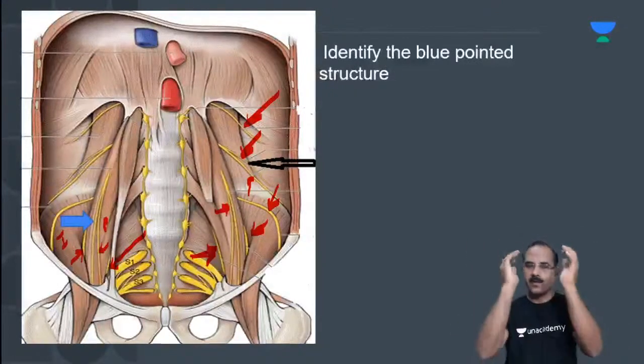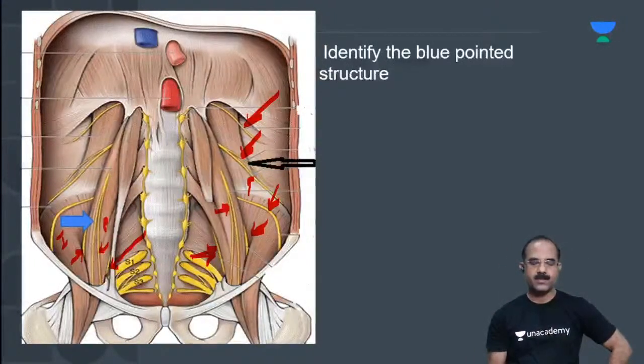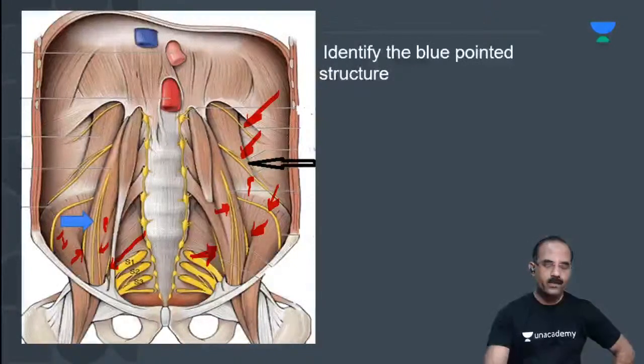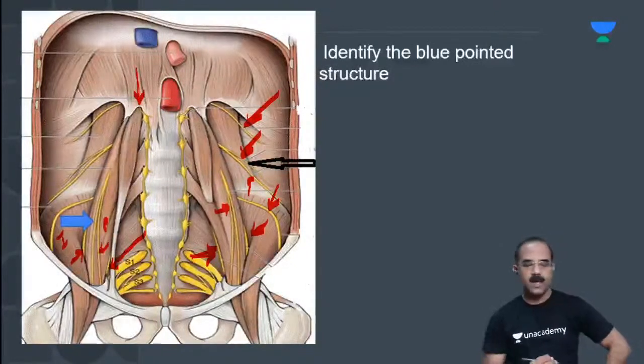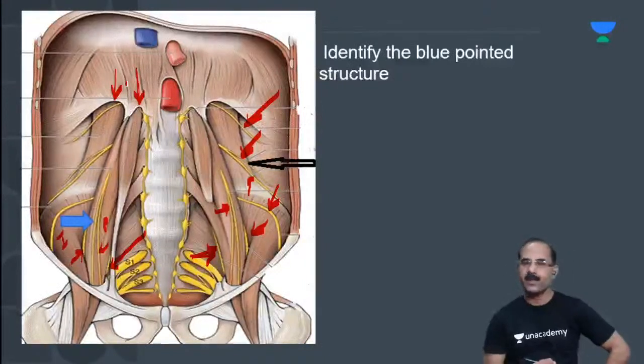This lumbar plexus is formed in the substance of which muscle? Psoas major. Okay, quickly tell me, what is this? This is the medial arcuate ligament, and what's that? That's the lateral arcuate ligament. The medial arcuate, the lateral arcuate ligament.